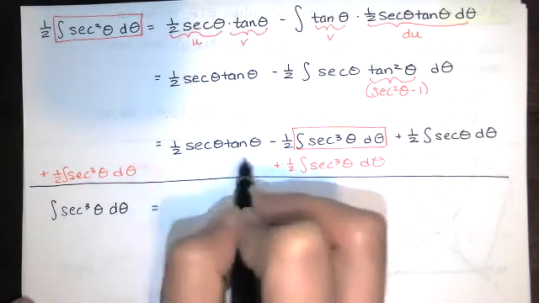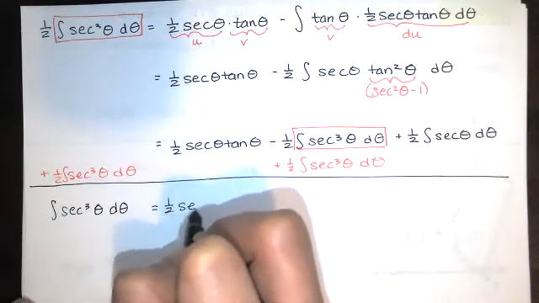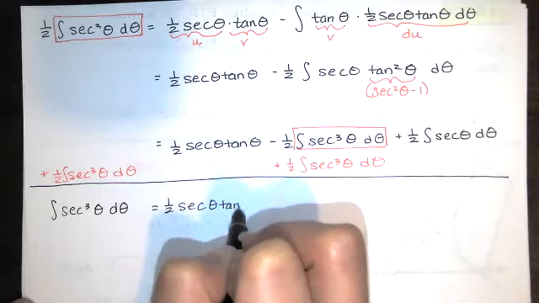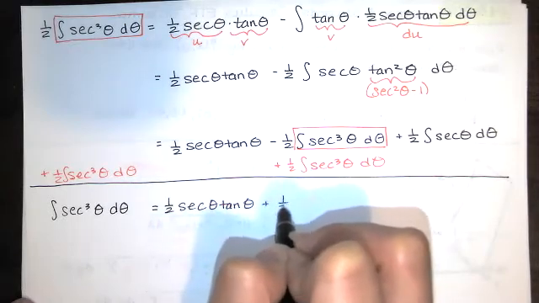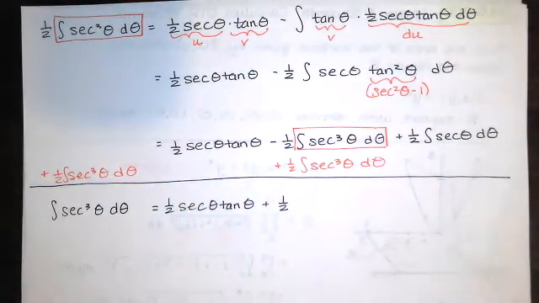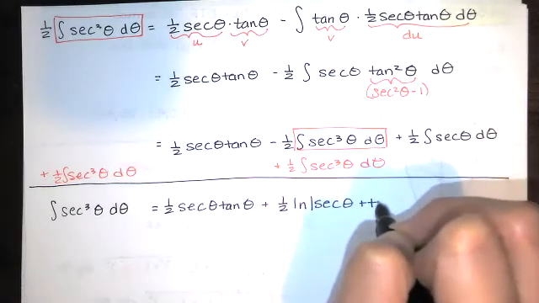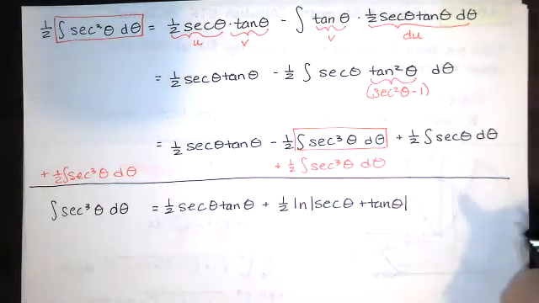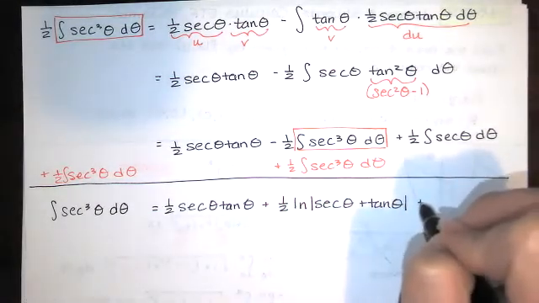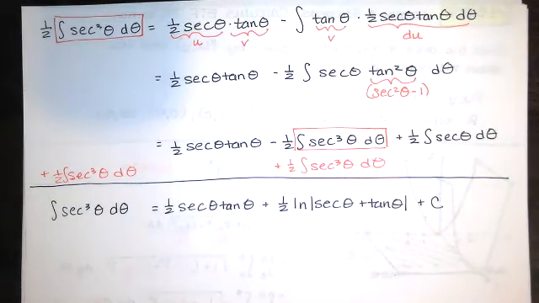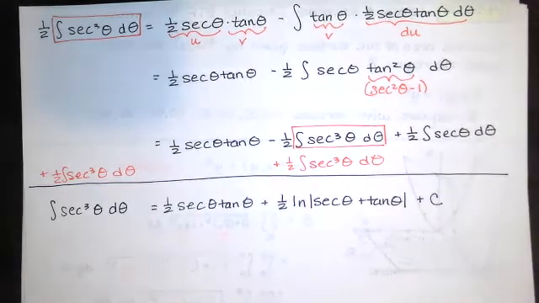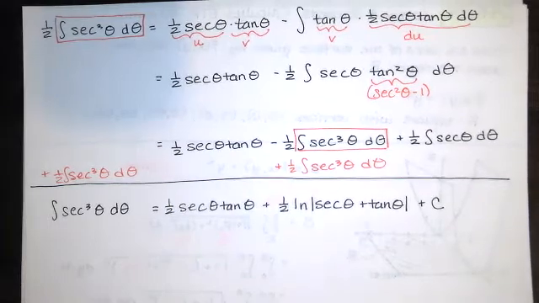And that equals 1/2 secant of theta times tangent of theta plus 1/2 times the integral of secant of theta, which is natural log of the absolute value of secant of theta plus tangent of theta plus c. And that's that. We've computed the antiderivative. Now let's look at the original problem.